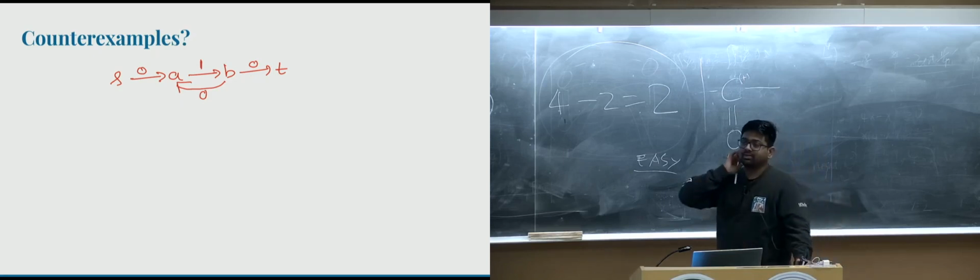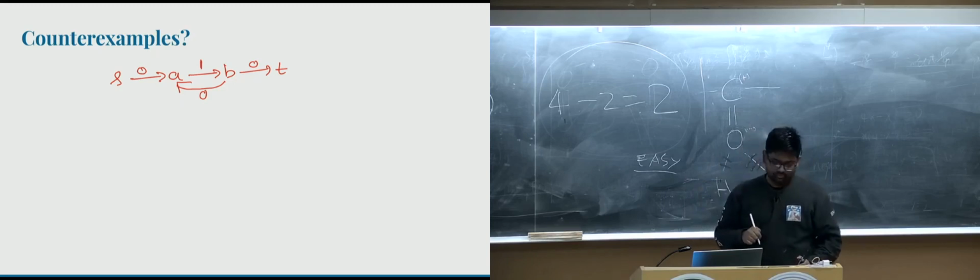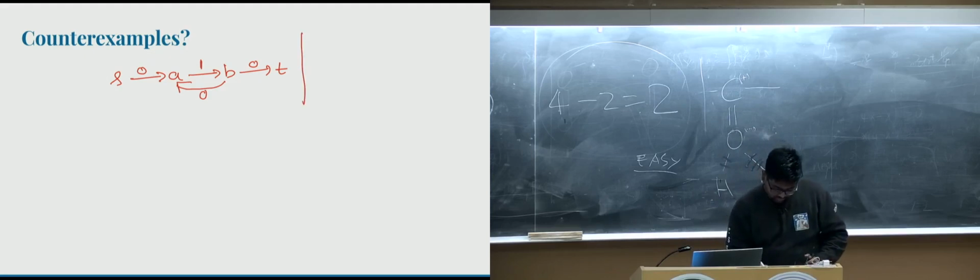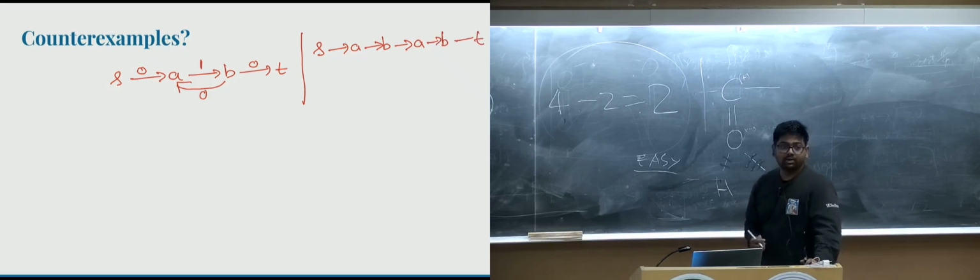Please go ahead. Yeah, you take the 0 edge back from B to A. Right, that's correct. So the walk will look something like this: S to A to B, then again go back to A, again go back to B, and then T. So yes, you do have an even sum walk here.